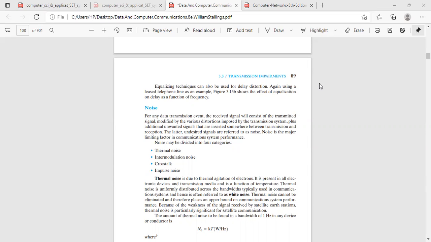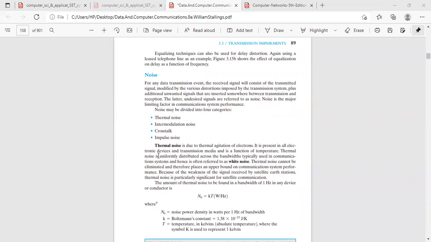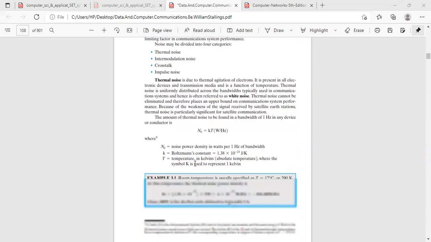When you want to learn deeply about noisy channels, there are basically four kinds of noises that the data may experience. The first type is thermal noise. Thermal noise is due to the thermal agitation of electrons present in the signals, and it is also called white noise.